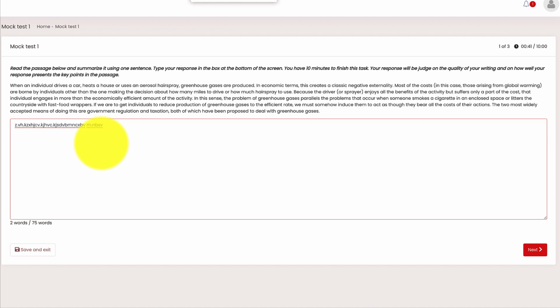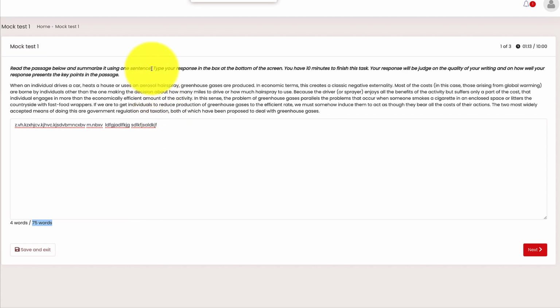Another thing, once you start typing, you can see the number of words here starts changing, which tells you how many words you have written. The reason for that is the maximum word limit here is 75 words. You should try to answer this question in less than 75 words. Another important thing is, if you read the instruction, it says read the passage below and summarize it using one sentence. Although your answer can be up to 75 words long, it cannot be more than one sentence.